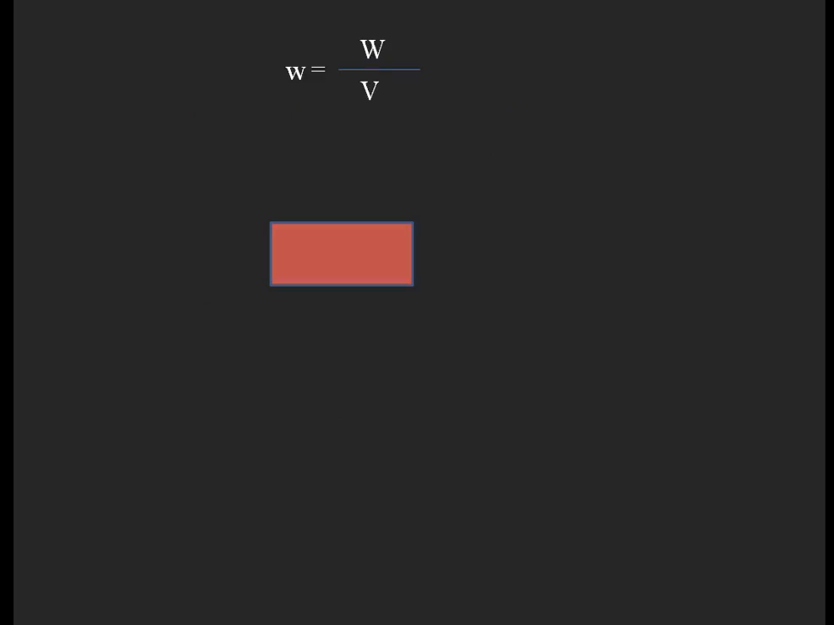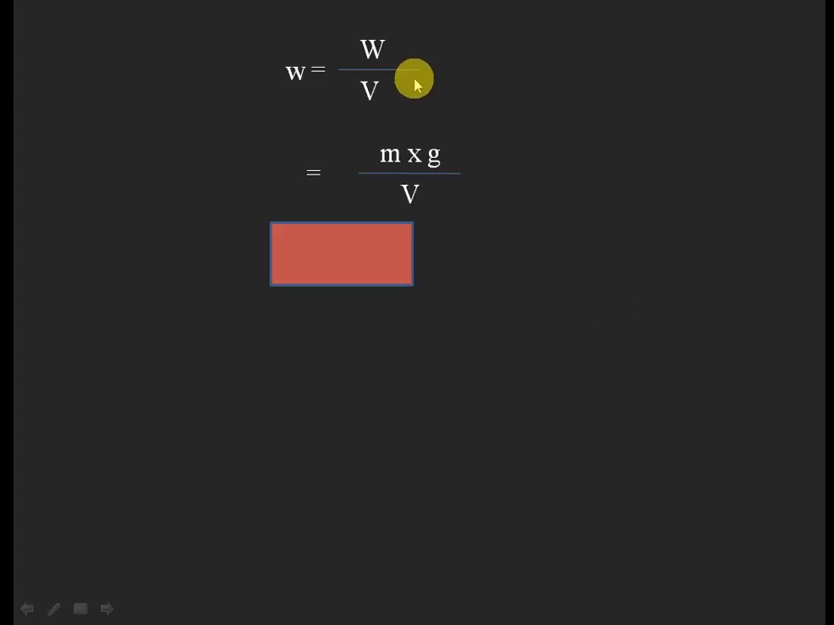W by V can be modified. How can we modify it? Here the weight W can be written as, what is the weight formula? The weight formula we can write as mass into gravitational acceleration. So similarly write down here mass into gravitational acceleration by V.